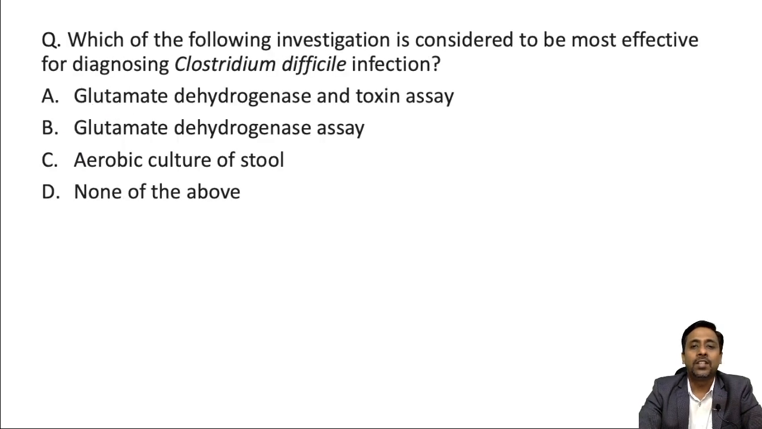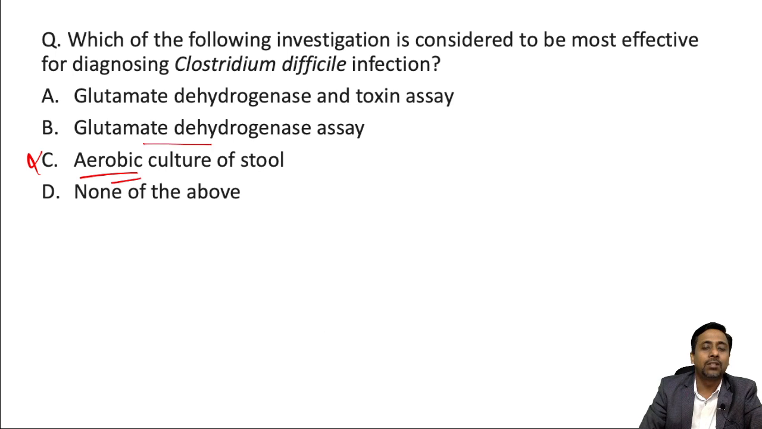Which of the following investigations is considered to be most effective for diagnosing Clostridium difficile infection? Options are glutamate dehydrogenase and toxin assay, glutamate dehydrogenase assay, aerobic culture of stool, none of the above. See, this aerobic culture of stool is absolutely incorrect because the bacteria is an anaerobe. So this is not correct. Now either glutamate dehydrogenase or glutamate dehydrogenase along with toxin assay. As I told you, glutamate dehydrogenase is a screening assay, so it will not be able to differentiate whether the organism is toxigenic or non-toxigenic.